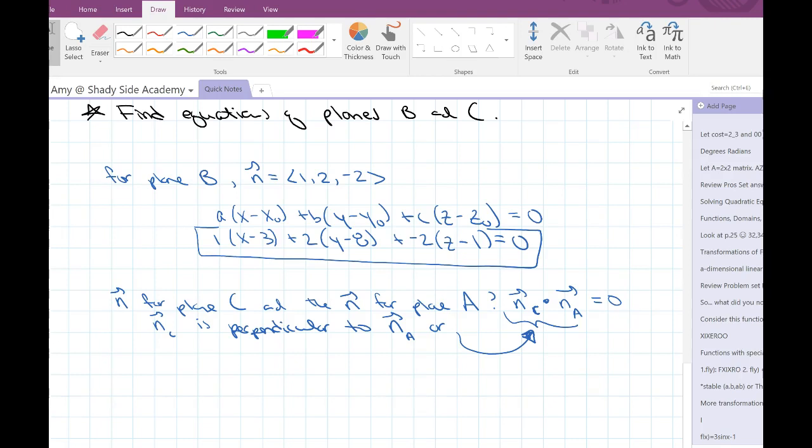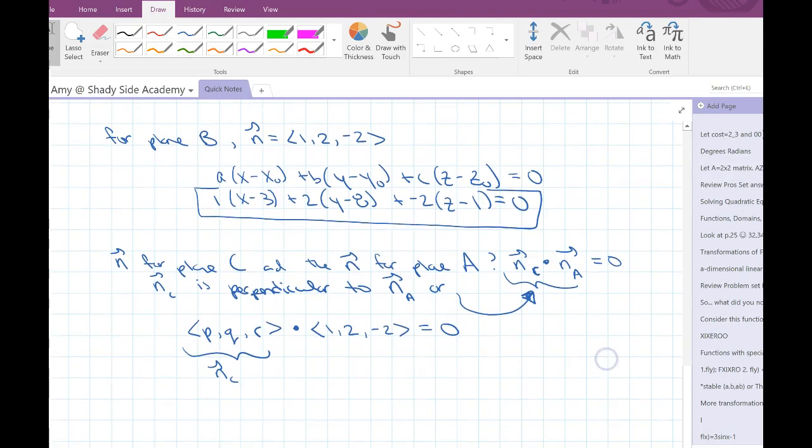So yes, there are infinite vectors that are perpendicular to that first pencil you're holding up in the air. So what I want to do is I need to find a vector. Let's just call this P, Q, R, okay? And this here is the normal vector of plane C. I have to find a vector, PQR, such that when I dot it with 1, 2, -2, this has to equal 0. And there are infinite possibilities that abound for P, Q, and R.